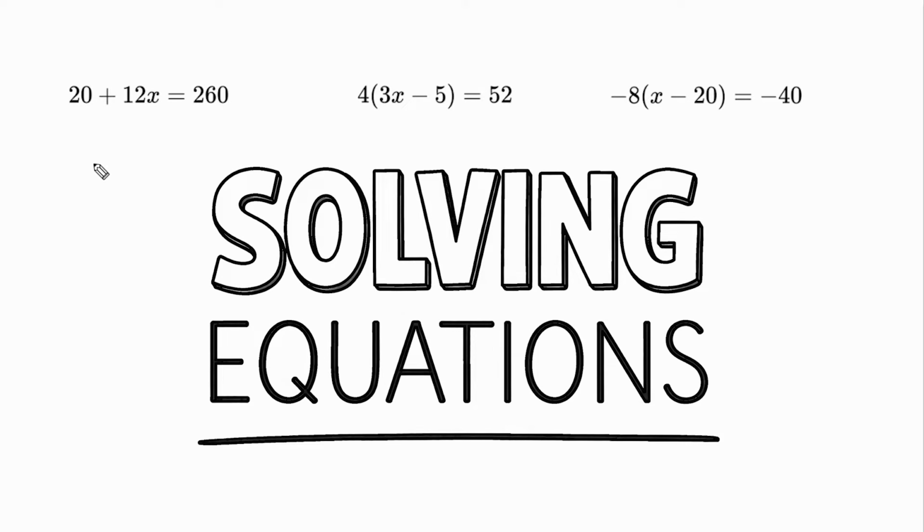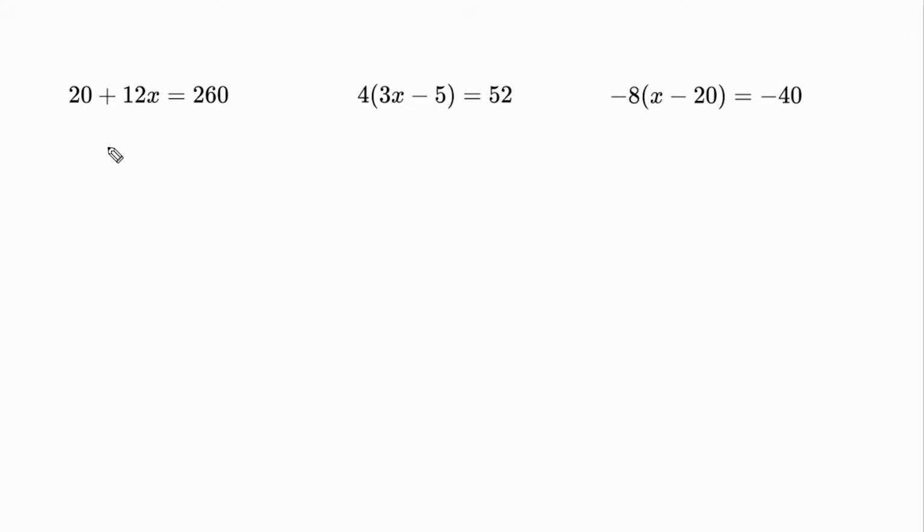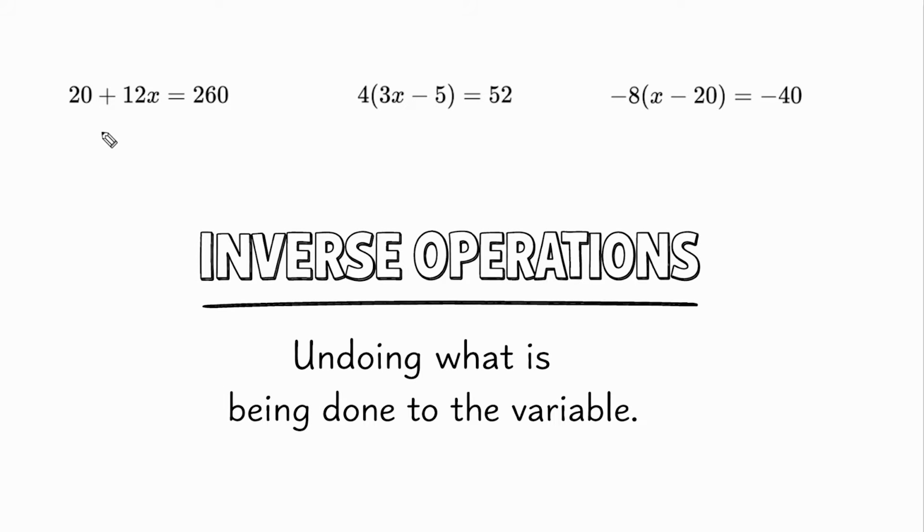All right, what we're going to do in this video is practice solving for x. Now, to isolate any variable, in this case an x, what we're trying to do is undo what is currently being done to that variable. In this equation right here, the x is being multiplied by 12 and added to 20. So we have to undo what is being done. And this process is called using inverse operations.